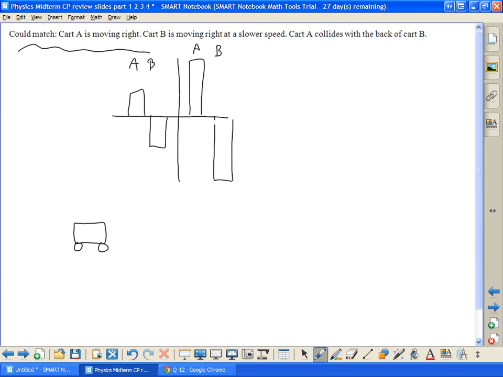Good. That's excellent. A is moving right. B is moving right at a slower speed. So here's a picture of our initial state. B will move faster, but A will slow down. A can't go faster, because they both have to be in the same direction, I'm assuming.